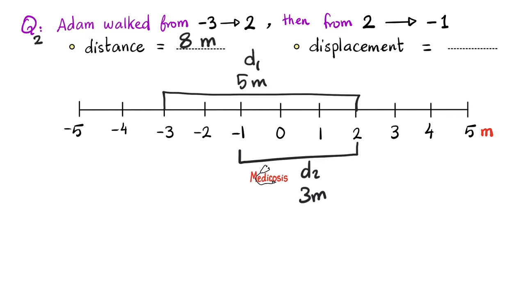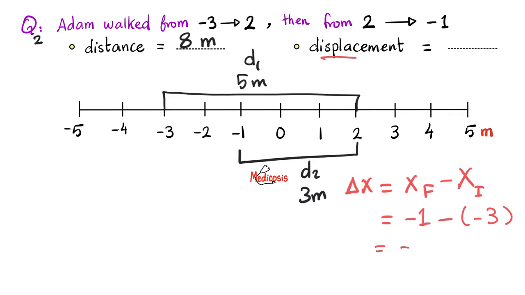Next, what's the net displacement? For the net displacement, delta x, it is the final position minus the initial position. What's the final position, please? It is -1. And what is the initial position, please? Careful, -3. So you need to open parentheses or brackets like this. So this is -1 plus 3, which equals +2 meters, meaning Adam was displaced 2 meters east.